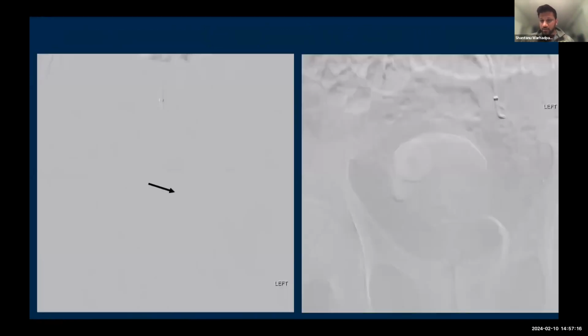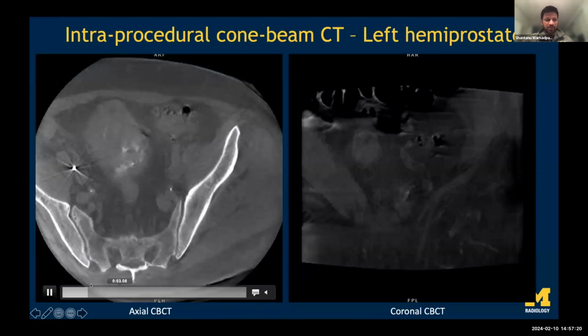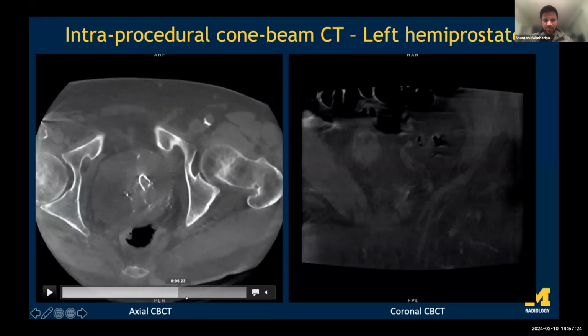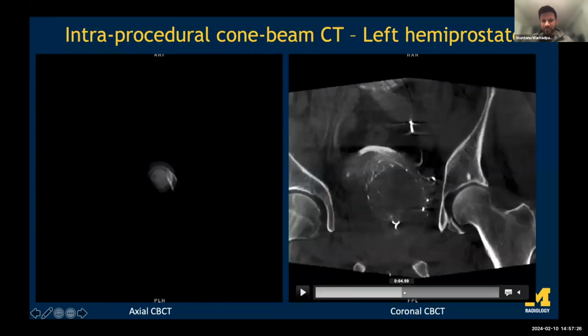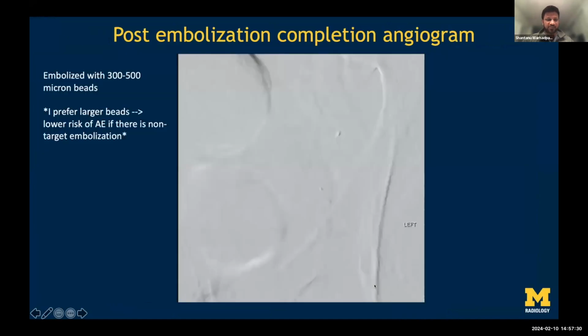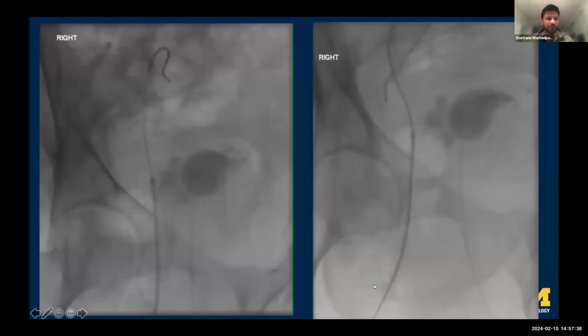And then we did isolate on both sides the prostatic artery. This is our intraprocedural cone beam CT. You can see the opacification of the hemiprostate on the right. Here's axial and coronal. Same thing on the other side. I use 300 to 500s to embolize. I don't like using 100 to 300s. I've had a couple not great side effects with 100 to 300, so I've pivoted to 300 to 500s.